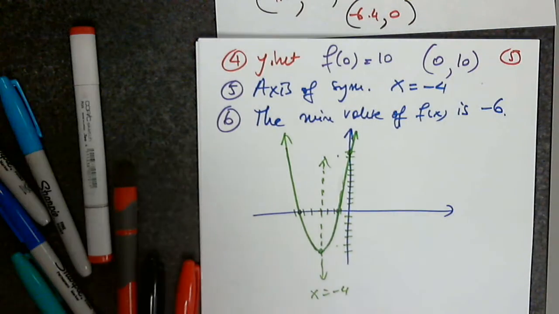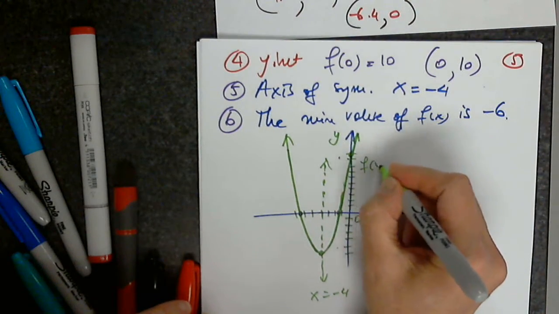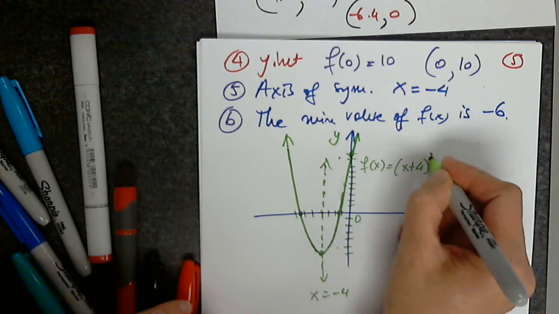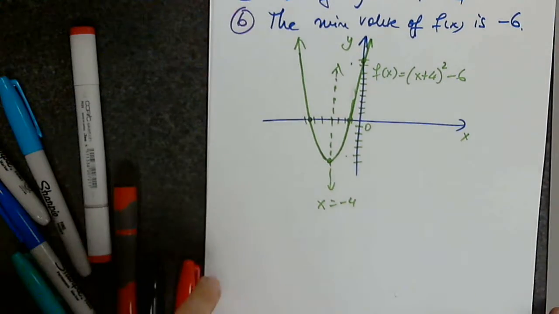Always write the name of the function nearby, as we did with inequalities and systems. So this is f of x equals (x plus 4) squared minus 6, so we know what we graphed. Any questions? I'd like to make one up, just one more, and then we can start reviewing.